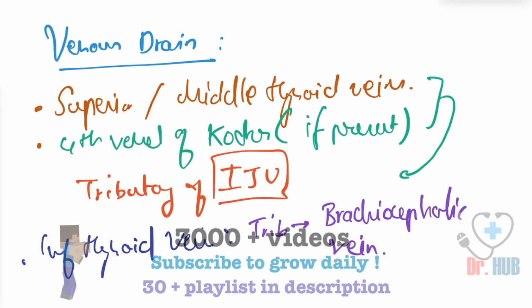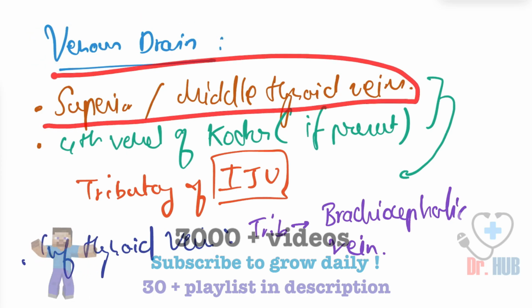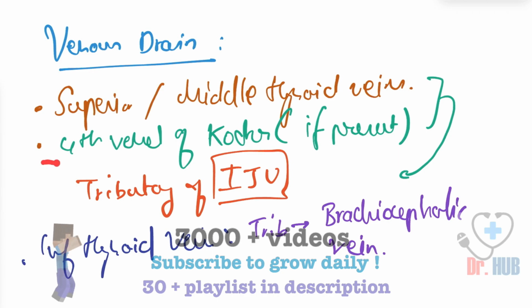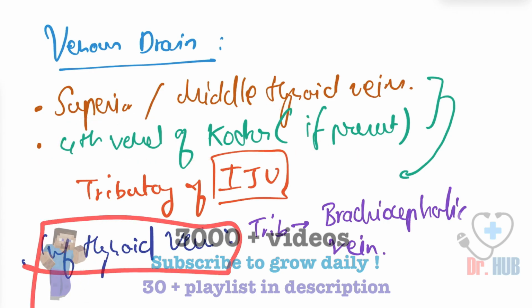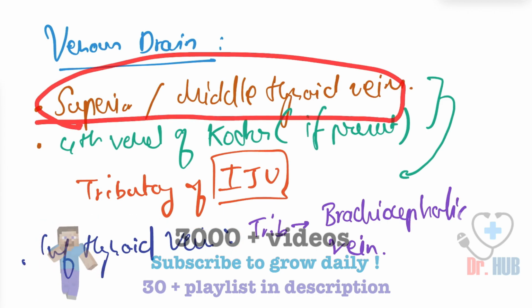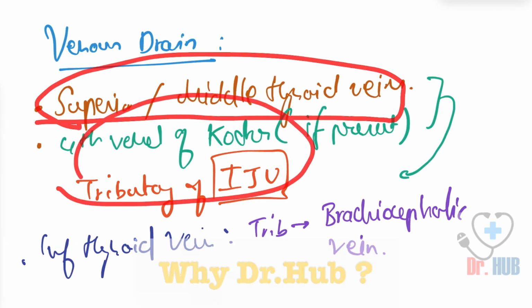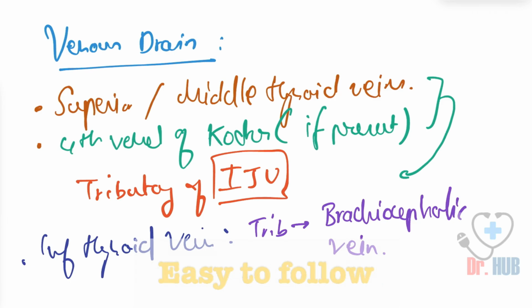Now let's just recap. We saw the venous drainage. It includes the superior and the middle thyroid veins, next the fourth vein of Kocher, as well as the inferior thyroid vein. The superior and middle thyroid veins and the fourth vessel of Kocher are both tributaries of the IJV, that is the internal jugular vein. The inferior thyroid vein has its origin as a tributary of the brachiocephalic vein.